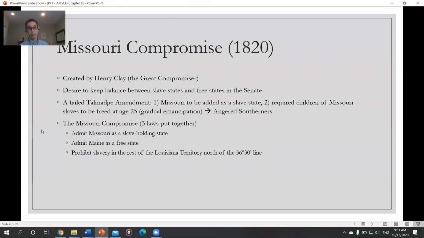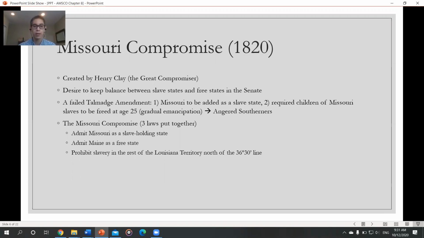There was a proposal called the Tallmadge Amendment, which would allow Missouri to be added as a slave state. But it did say that any future enslaved Africans born into slavery would be freed at age 25. So the Tallmadge Amendment was trying to, short-term, make Missouri a slave state, but long-term lay the groundwork for emancipation, for freedom. Southerners kind of saw through that and opposed it.